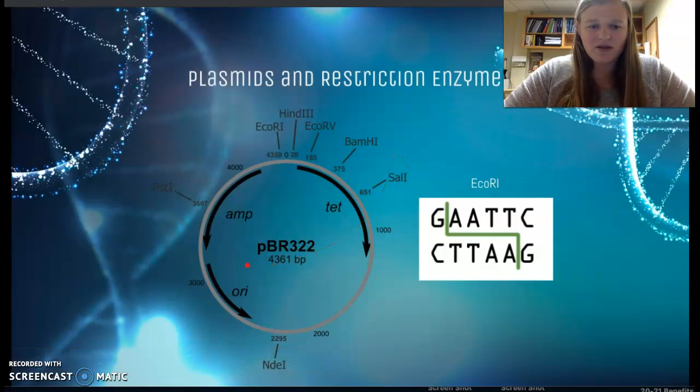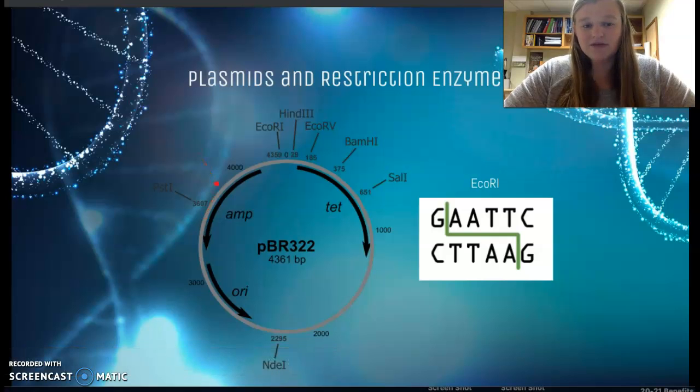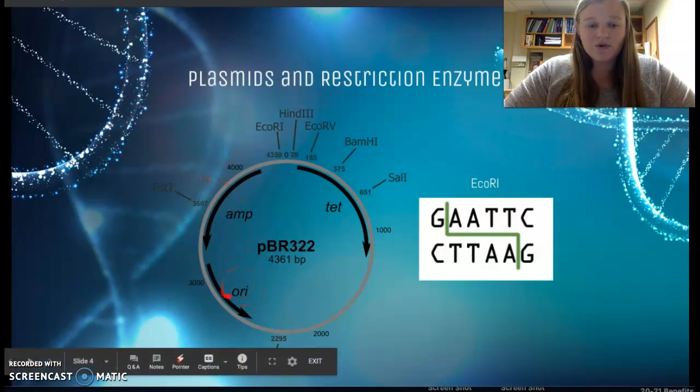This is a really common one called pBR322. It's about 4,000 base pairs, like I said. And it contains two real important genes, one for ampicillin resistance and one for tetracycline resistance. And so we can make bacteria that are resistant to tetracycline or ampicillin using this plasmid. A bacteria that has taken up this plasmid will be resistant to both of those antibiotics.